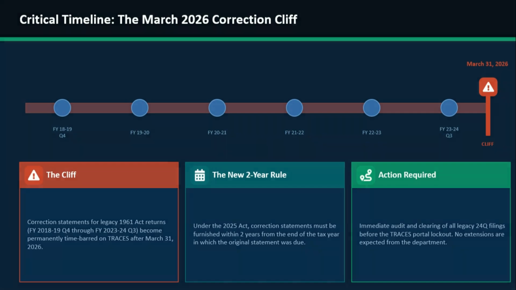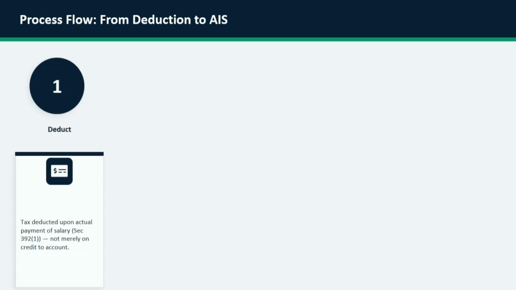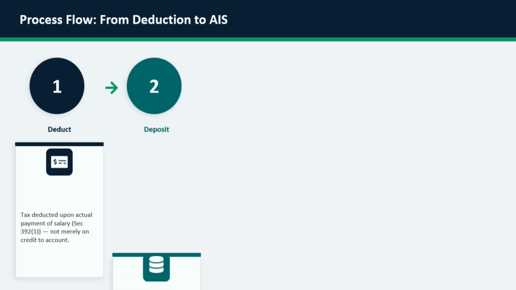This slide outlines the end-to-end compliance journey under the new Form 138 ecosystem, from salary deduction to AIS reporting. The process begins with tax deduction at the time of actual salary payment under Section 392(1), followed by timely deposit with the central government, typically within 7 days of the next month.